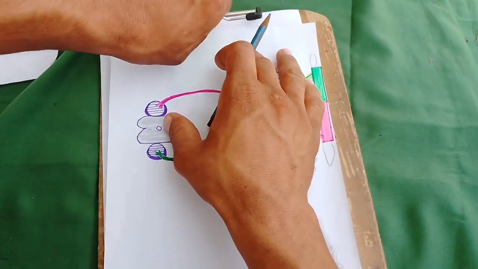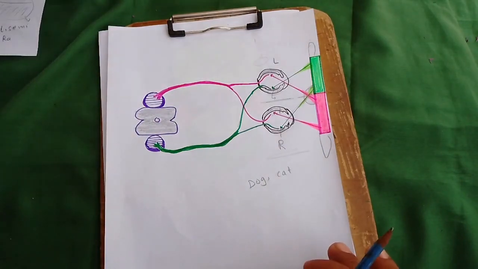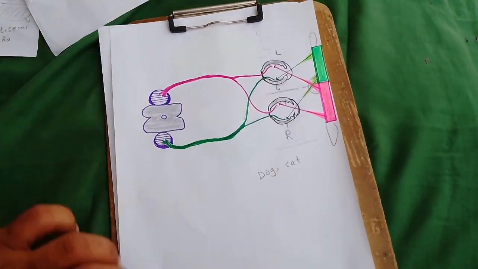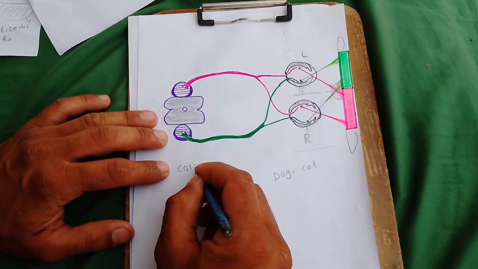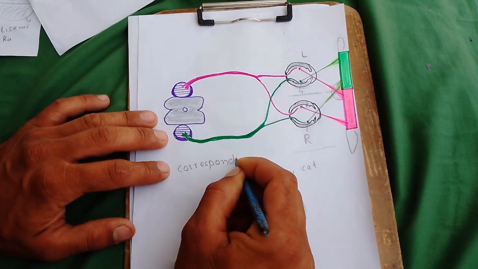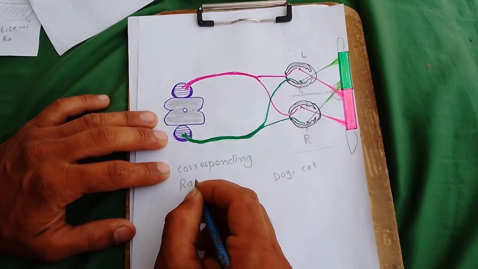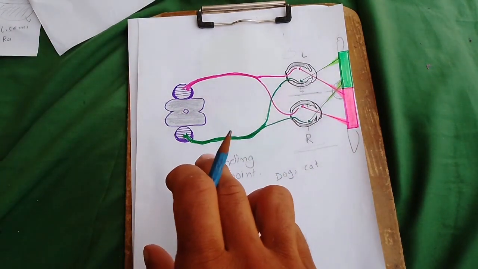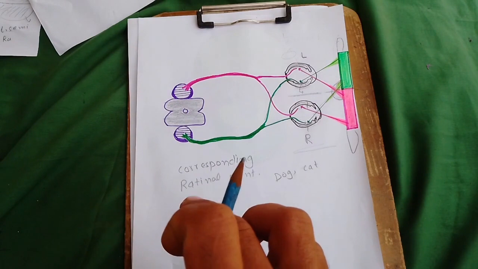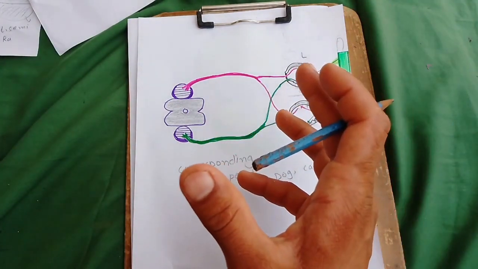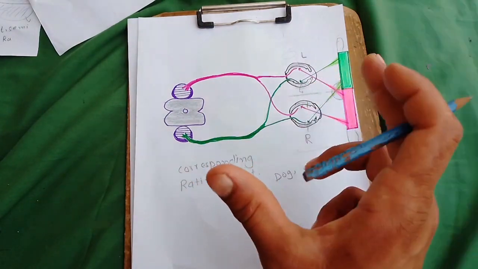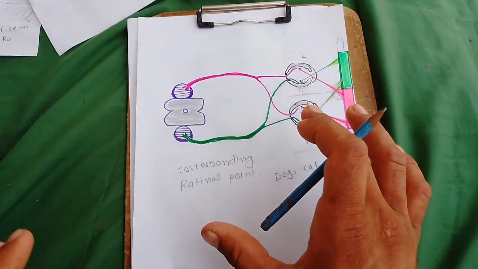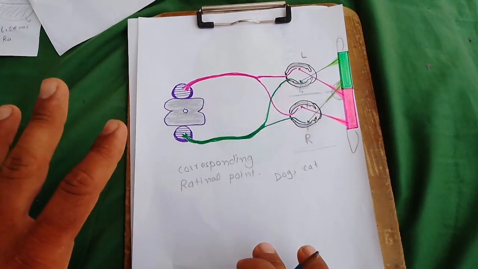Before defining diplopia, what is meant by corresponding retinal points? Corresponding retinal points are the areas in the retina of both eyes, not a single eye, on which the light rays from the object fall. This occurs in binocular vision, not in monocular vision.